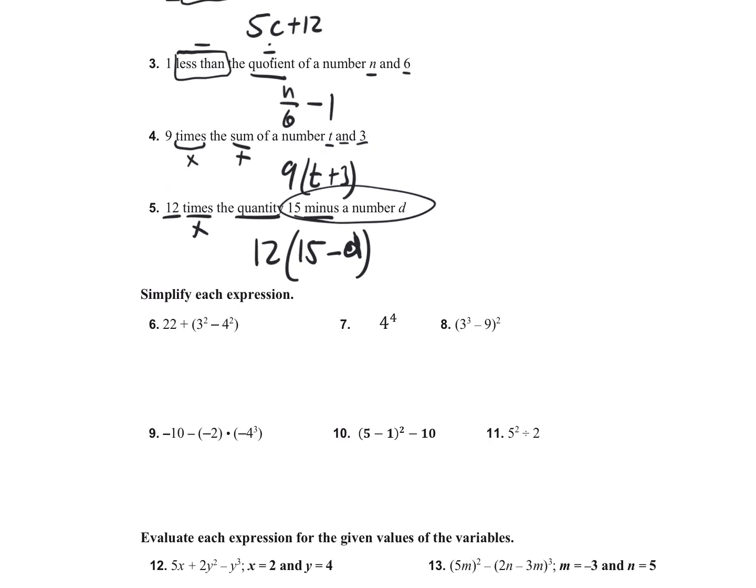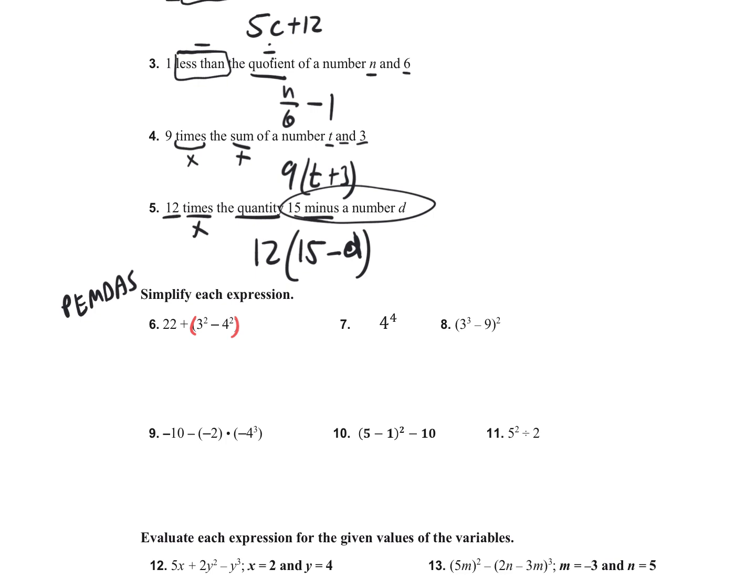And then simplifying each expression. We should know how to do our order of operations. If you don't remember, we use PEMDAS: parentheses, exponent, multiplication, division, addition, subtraction. Here we have parentheses, so we're going to do that first. Inside of our parentheses, I have a 3 squared minus 4 squared. After parentheses is exponents, so we're going to do the squares first.